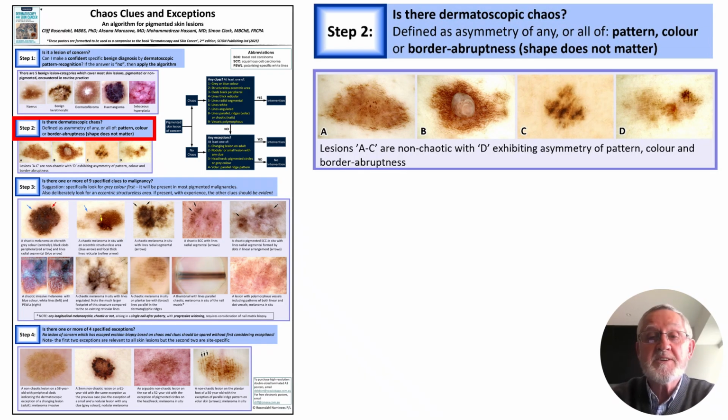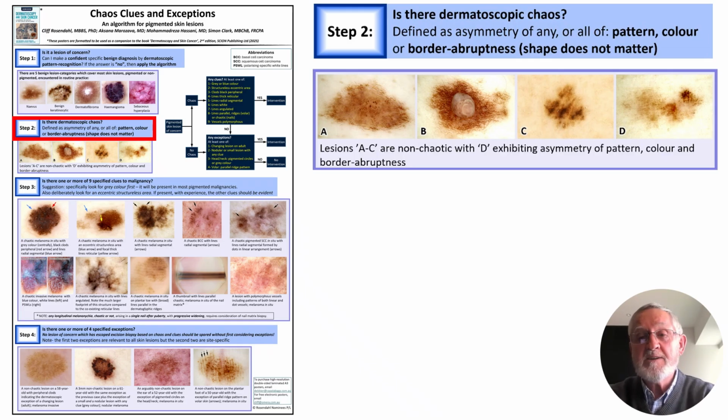The second step is to decide whether there is dermatoscopic chaos. Malignant cells defy natural law, and asymmetry is a part of all algorithmic methods for pigmented skin lesions. Now, in the examples given here, lesions A to C are all biologically symmetrical. The shapes may vary, that doesn't matter, but they have one pattern or more than one pattern, symmetrically combined, one colour or more than one colour, symmetrically combined, and one border. So the border is either uniformly abrupt or uniformly gradual.